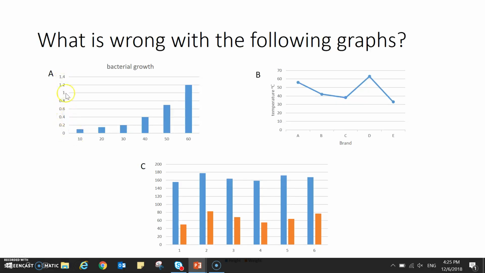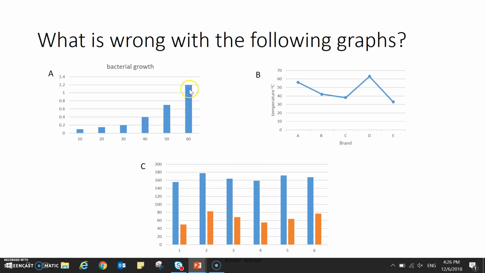Firstly, there is no proper unit. The bacterial growth in this case has no unit, and the unit for the time is also missing. Secondly, as you can see, these are most likely to be the average growth of bacteria at the specific time point. However, you do not see any error bar. The error bar typically would represent the standard deviation of that particular time point. In this case, the error bars are missing.